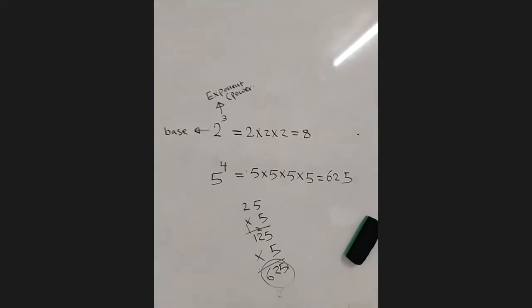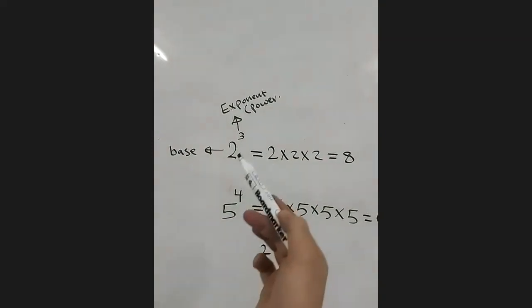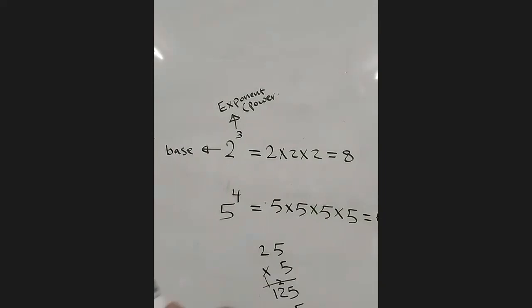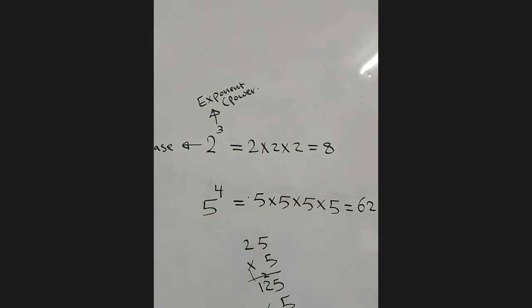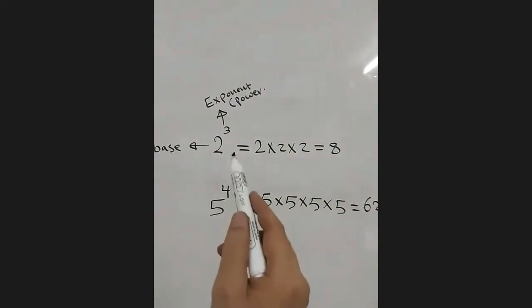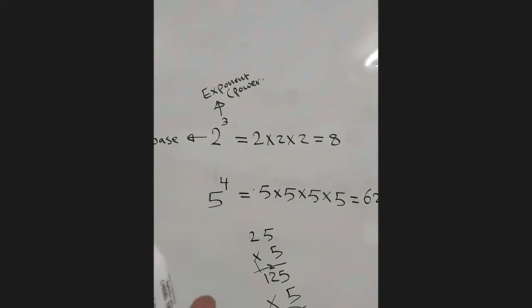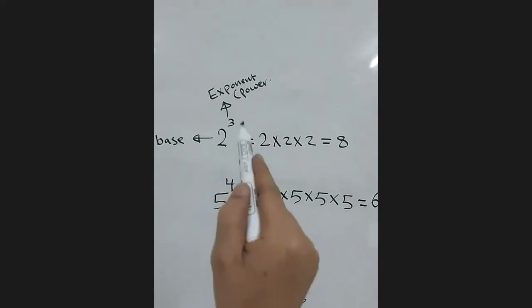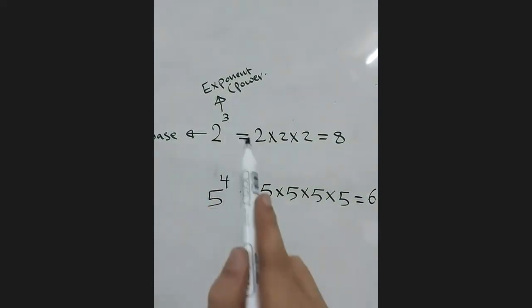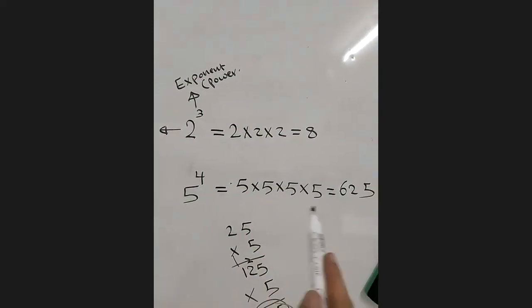625. So again, powers and exponents. The expressions like these, this is how we read them, guys. We say 2 to the power 3 or 2 exponent 3. Here also 5 to the power 4 or 5 exponent 4. How do we find the answers? We start from the lower number, which is 2. Don't say 2 multiply 3, which is 6. No, this is wrong. You start down, multiply by itself, depending on the upper number, the exponent or the power. So 2 to the power of 3 means 2 multiply 2, 3 times. 5 to the power 4 means 5 multiply by itself 4 times.